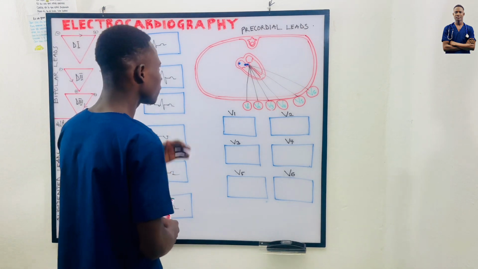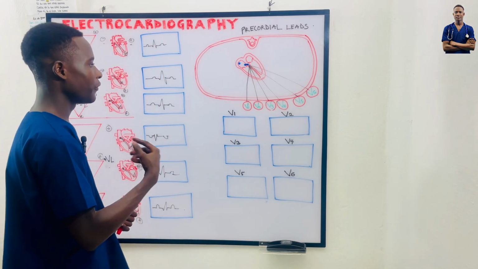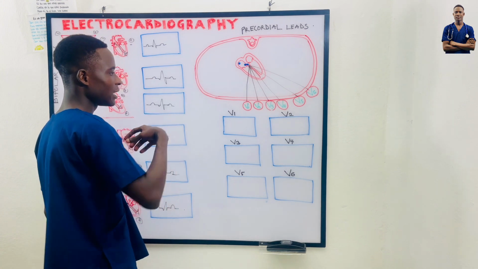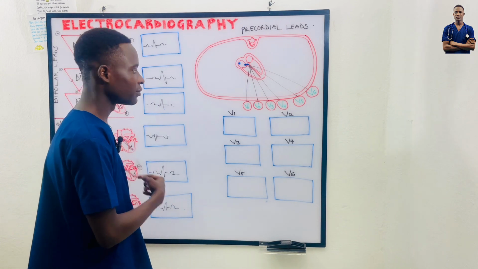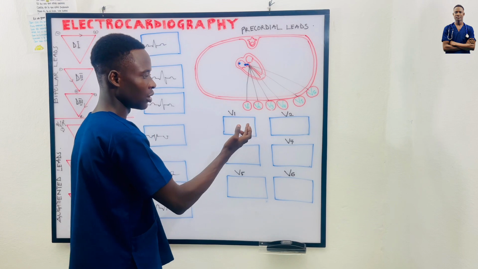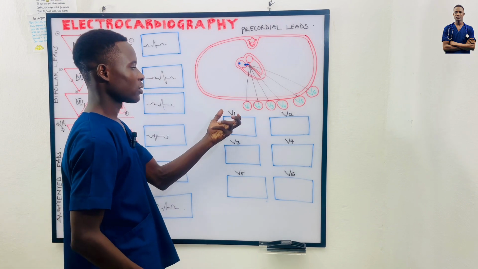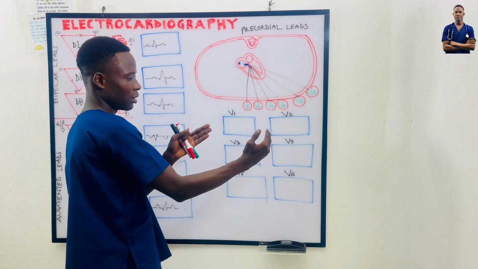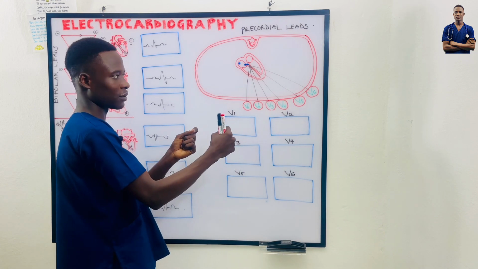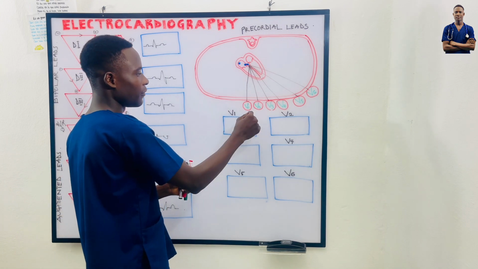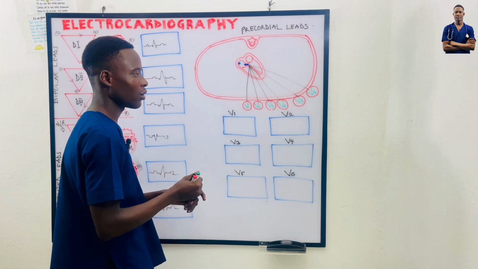Now let's come to the precordial leads. In the precordial leads, we have V1 to V6, and we know the precordial leads are called the chest leads. We place them at the chest. Do you understand? Now, we know the position of the V1, which is the fourth intercostal space at the right side of the sternum. Do you understand? The sternum edge. And then the V2 is the same place, which is the fourth intercostal space at the left side of the sternum edge.